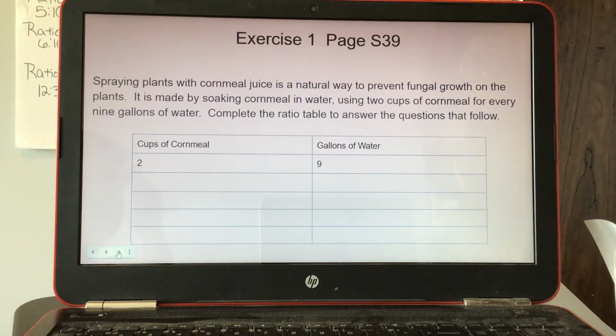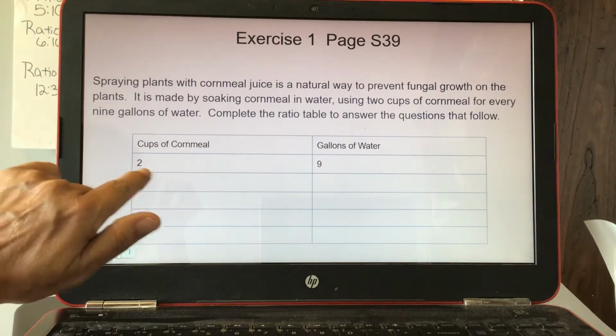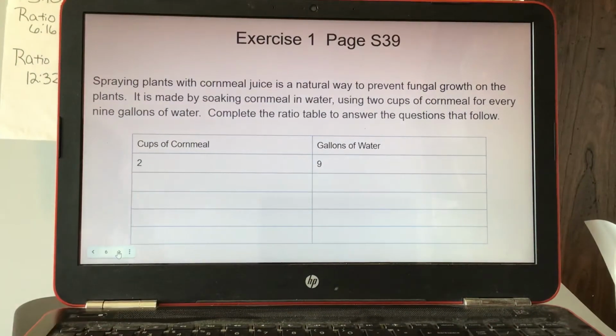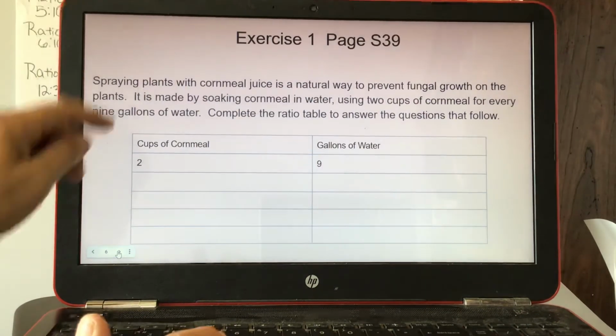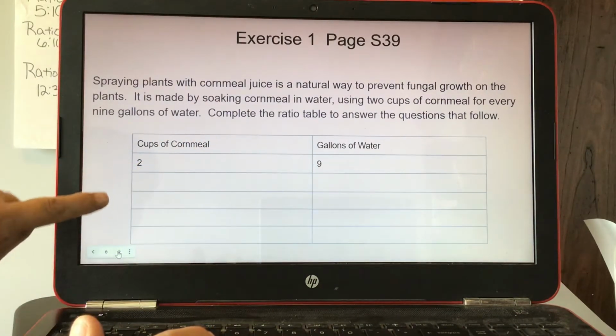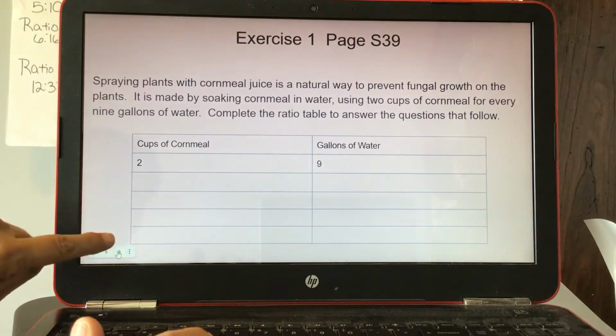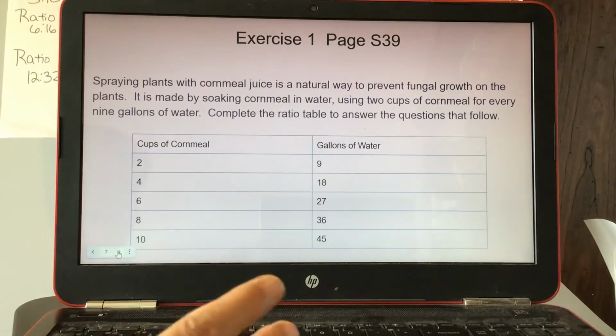Okay, this one makes me laugh. Spraying plants with cornmeal juice is a natural way to prevent fungal growth on the plants. It is made by soaking cornmeal in water using 2 cups of cornmeal for 9 gallons of water. Complete the ratio table to answer the questions that follow. So again, you're going to multiply these numbers. I would start with 2, then times 3, 4, 5, and I did that.